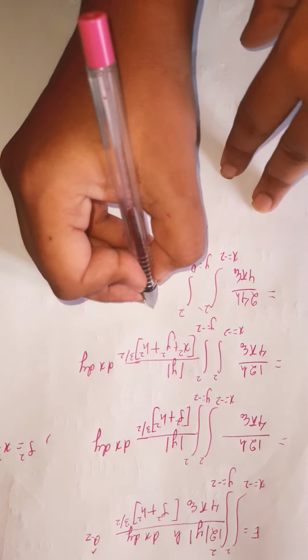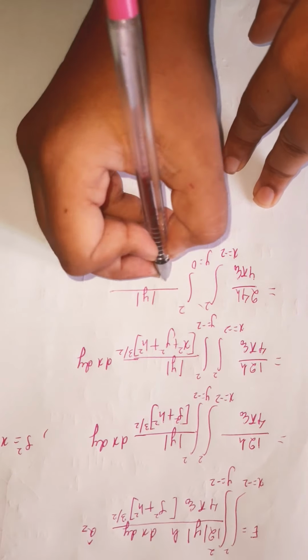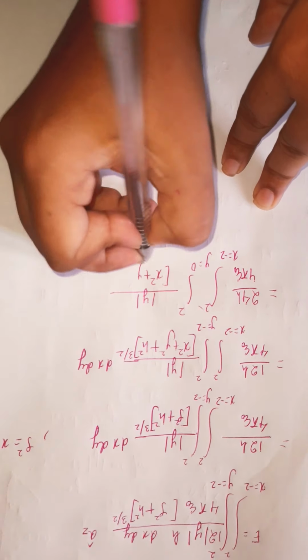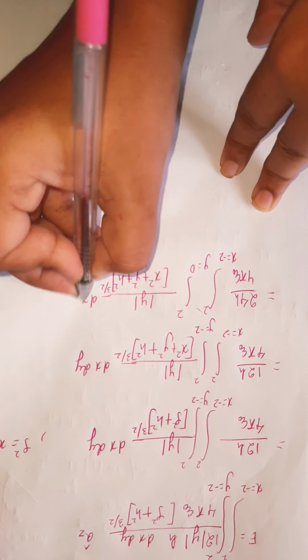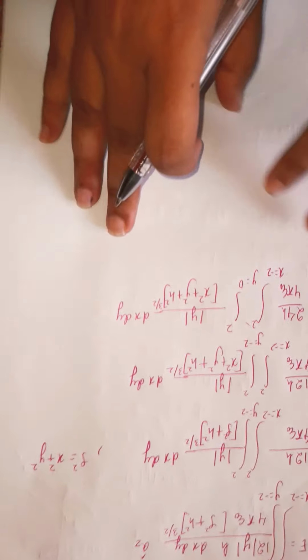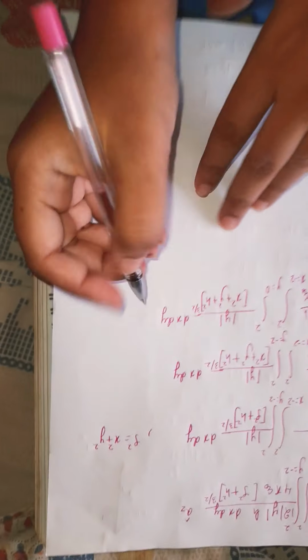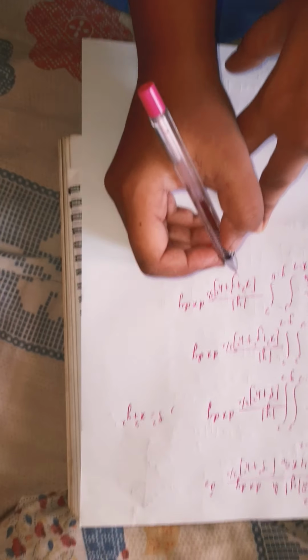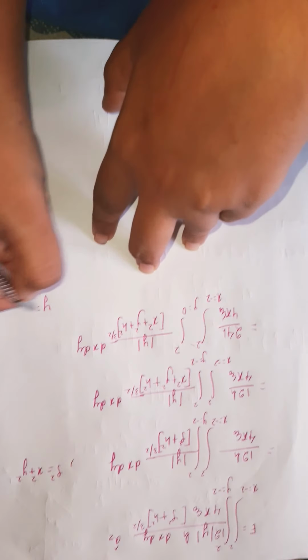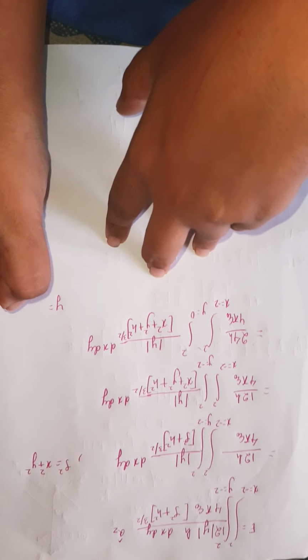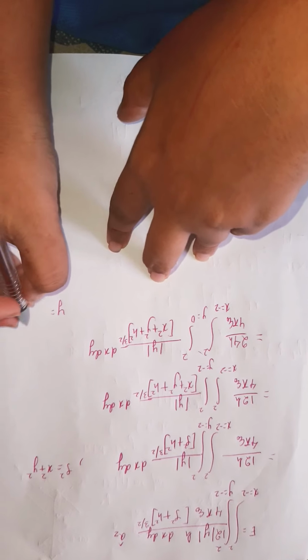Okay, so this is what I get. Now I have to integrate it. How will I integrate it, guys? This is like y square plus a square thing. I can use y is equal to... what is it I can do? How can I integrate it?